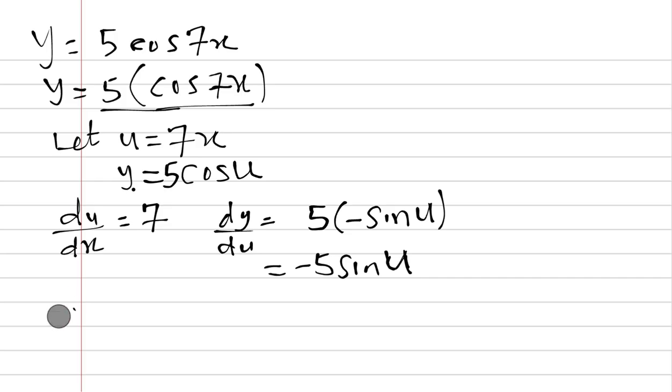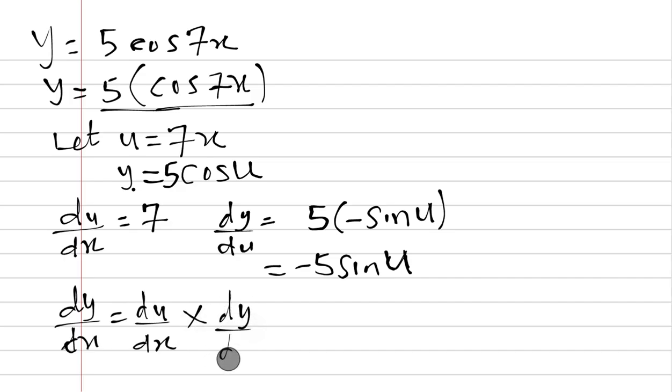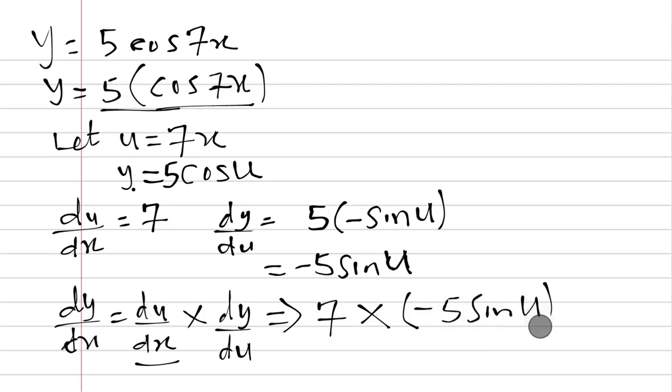So now what will be our dy dx? Our dy dx is du dx multiplied by dy du. Are you seeing that? And what's our du dx? 7. Multiplied by, what's our dy du? Minus 5 sine u. Are you seeing? 7 times minus 5.